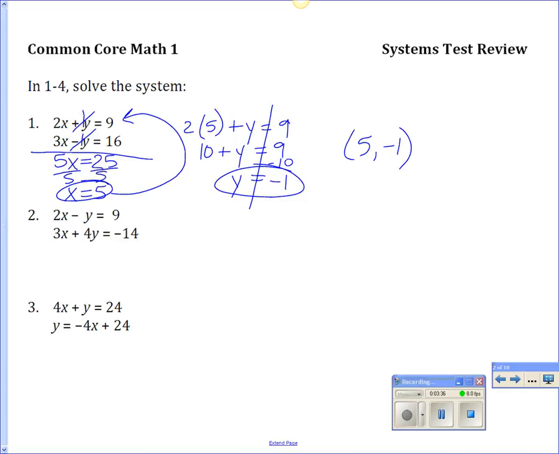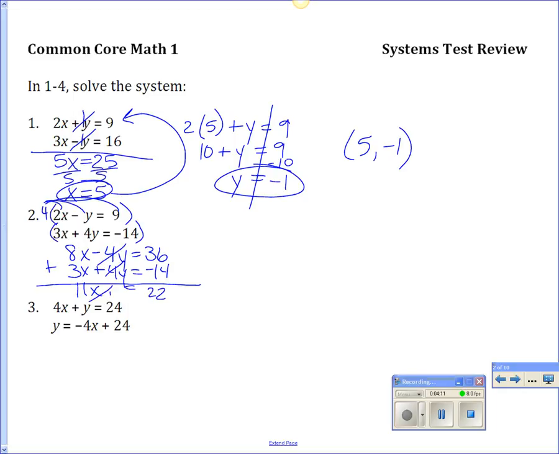Okay. Number 2, again, a multiply, multiply, cancel, cancel. This one, it looks like if I could make that be a negative 4y, it would cancel with the positive 4y, so I multiply by 4. So that gives you 8x minus 4y equals 36. And then I'm going to rewrite the second one. And I'm going to add those. That gives me 11x, and those cancel. And here I get 22. And divide by 11, and x equals 2.